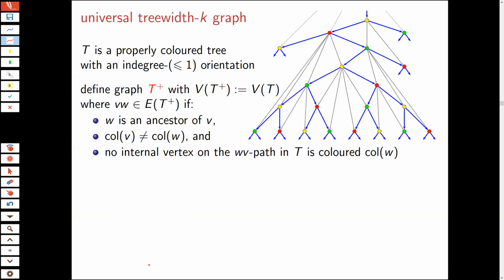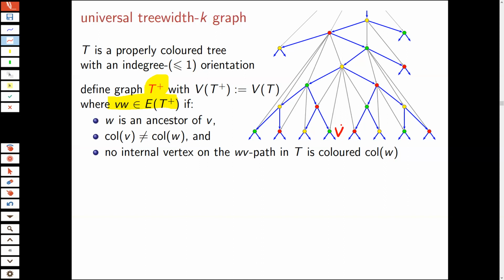And now I assume that the vertices are properly colored as well. Given this colored tree, I'm going to define a graph, call it T plus, and the vertex set of T plus is just the vertices of the tree, but then I add extra edges. So when do I add the edge VW into this graph T plus? Well, I add the edge VW if W is an ancestor of V, and V and W have different colors in the original coloring of the tree, and finally that no internal vertex on the WV path is colored the same as W.